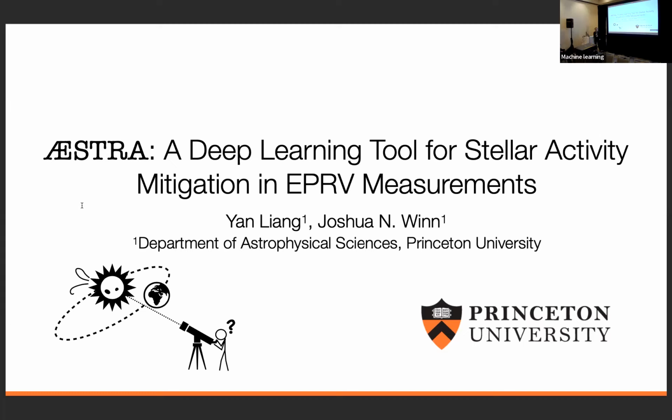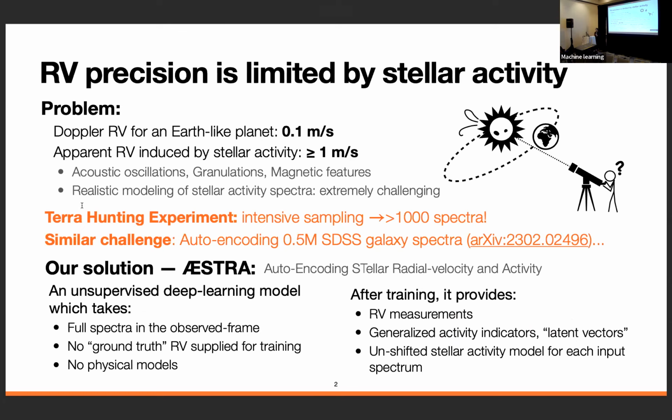I'm Yan. I'm a graduate student from Princeton University, and today I'm very excited to present my work on Astra, a deep learning tool for mitigating stellar activity in EPRV measurements. So let's get started. We all know that RV precision is limited by stellar activity. The Doppler signal is about 10 centimeters per second, but the apparent radial velocity induced by stellar activity can easily be orders of magnitude larger than that.